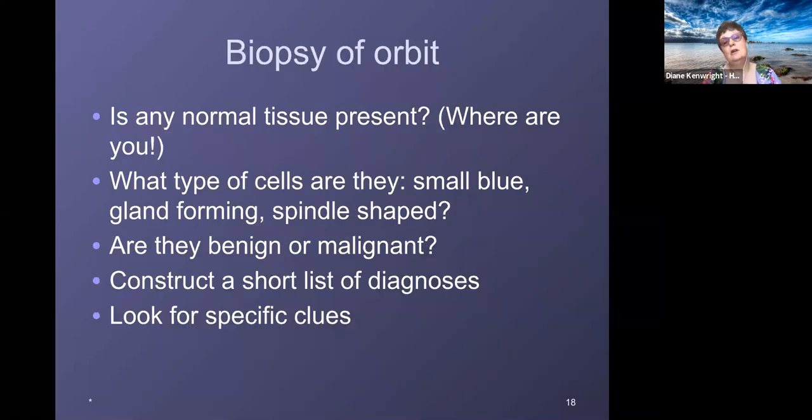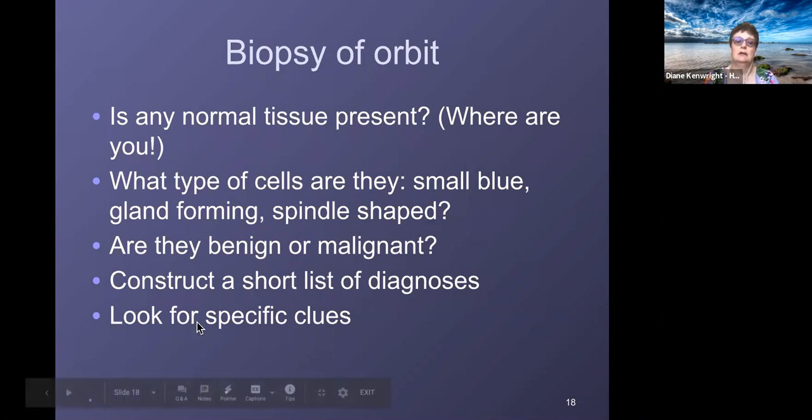The biopsy of the orbit is very similar, okay? Where are you? Is normal tissue present? What type of cells are they? And then in the orbit, we often think, are they small blue, gland forming, or spindle? Then again, look, is there pleomorphism, mitoses? In other words, are they benign or malignant? Construct a short list of diagnoses and look for specific clues.